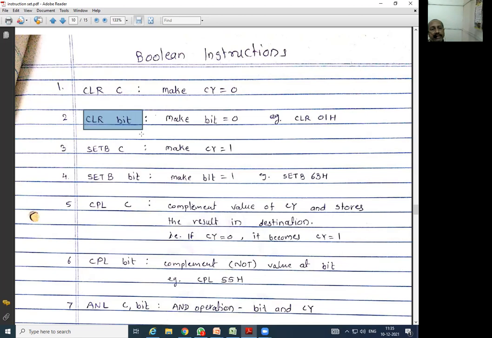So second instruction, CLR bit. Make this respective bit equal to 0. Like what? You can give the example like CLR space P1.2 म्हणजे P1.2 ची व्हॅल्यू काही असेल तर ती 0 केली जाईल ह्या इन्स्ट्रक्शन नंतर.